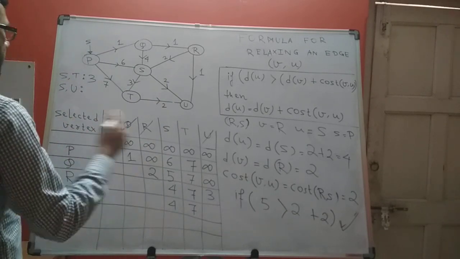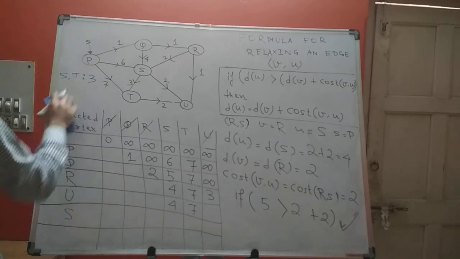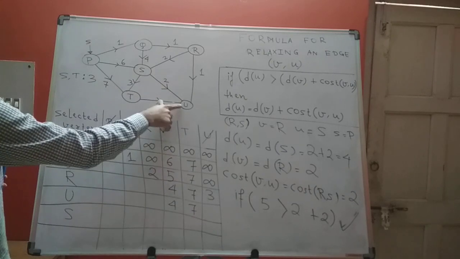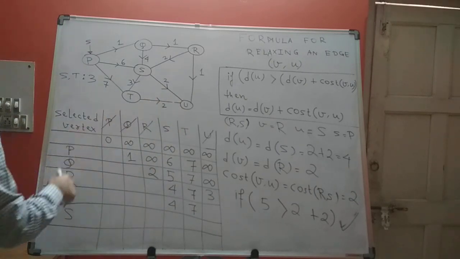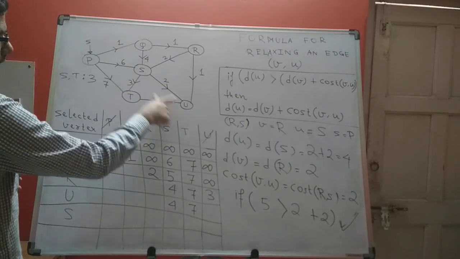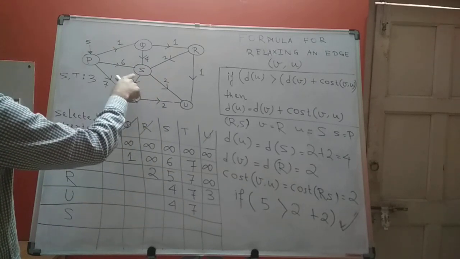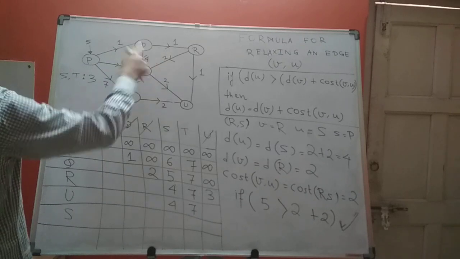Will I choose that? No, I'll not choose this. Why? Because U has already been selected. See, there is an outgoing edge towards U, but U has already been chosen, so there is no need of relaxing this edge. Now look at this. Is there any other outgoing edge? This is an incoming edge, this is an incoming edge, and this is an incoming edge.